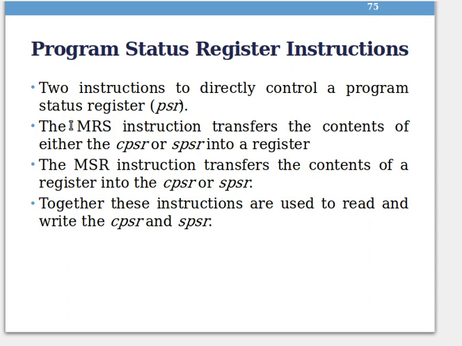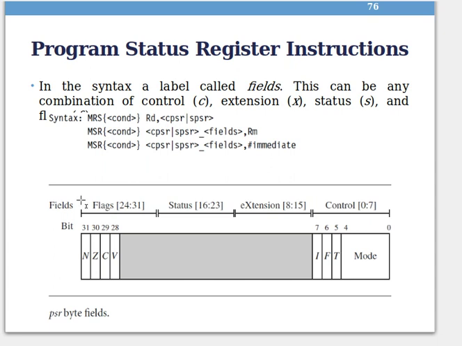Here the MRS instruction is nothing but transferring or moving the contents of the CPSR or the SPSR to a register, which means we are doing a read operation. And here MSR is actually nothing but moving the contents of a register into the CPSR or SPSR, which is nothing but a write operation. So this one is read and this one is a write operation. So we can perform these by using MRS and MSR respectively.